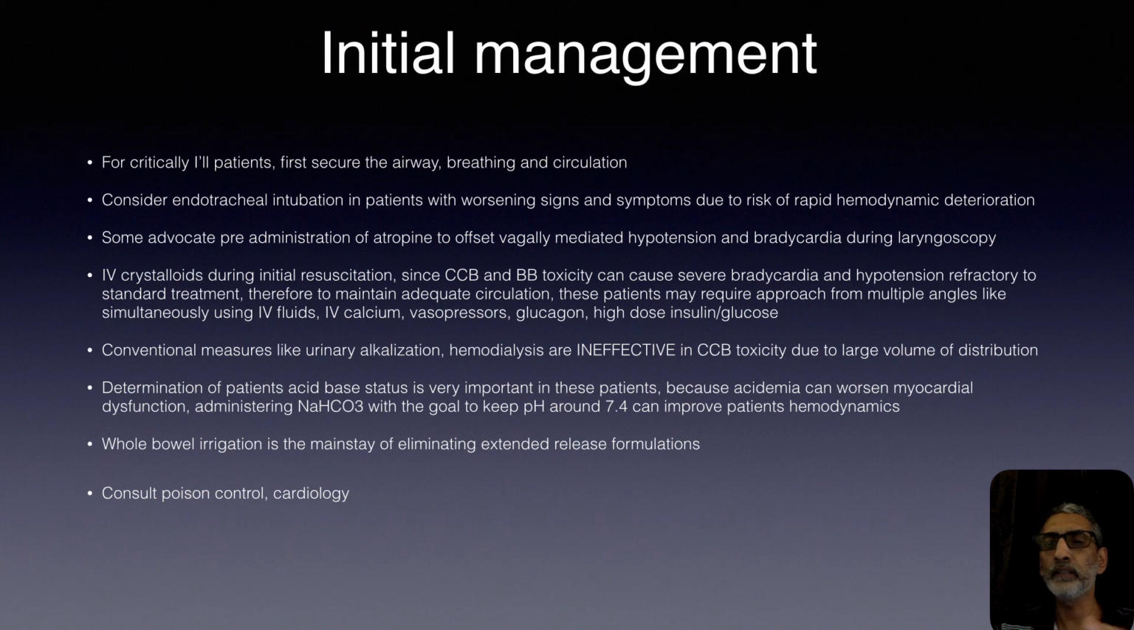But when the patient has acidosis, the idea is to maintain the pH at around normal, 7.4. So sometimes they use sodium bicarbonate to keep the pH around 7.4. But the best treatment for this patient is to wash the GI tract.